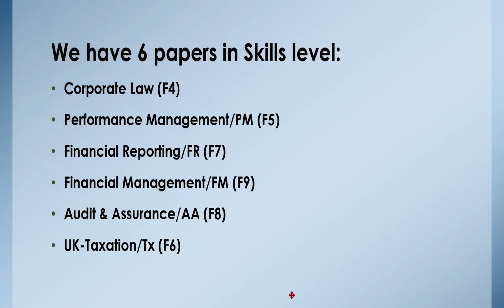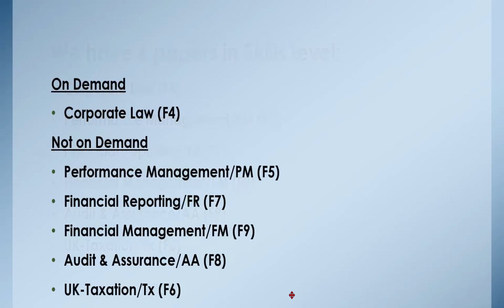As we know, there are six papers in the skill level. If we talk about the knowledge level, there are three papers, that is FA, MA, and BT. We have six papers in the skills level, and the paper names are listed here. But out of these, the on-demand paper is Corporate Law, like the knowledge level papers, and the rest of the five papers are not on demand. So we need to choose.